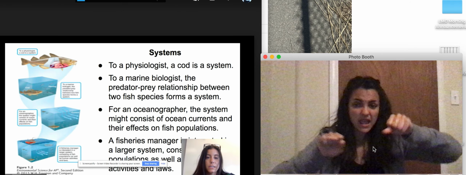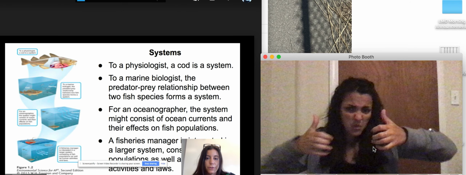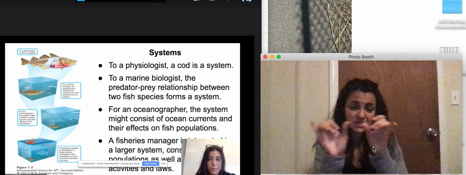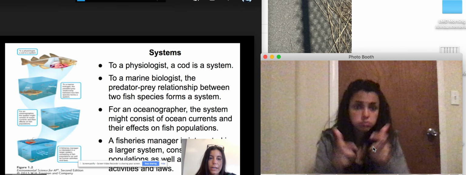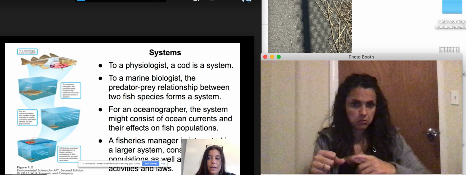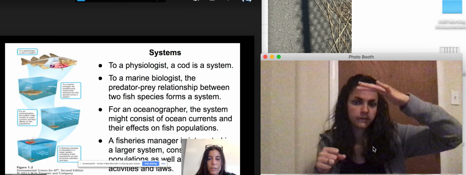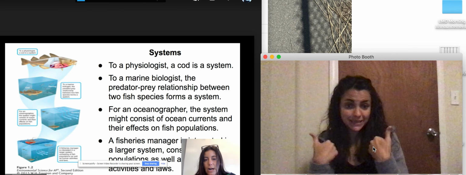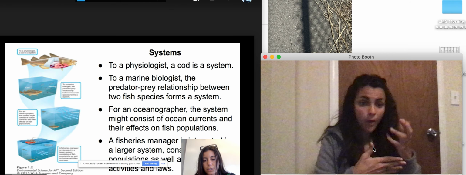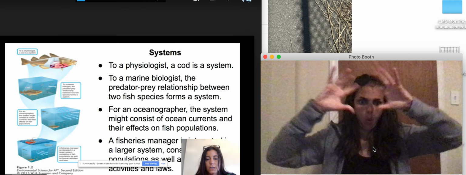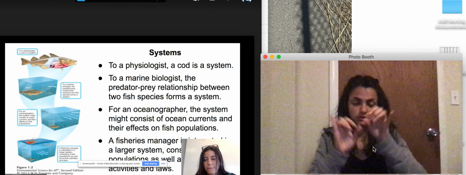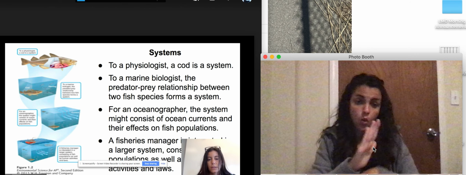So systems come in many different categories. They could be very large systems or very small systems, like if we're looking at a specific organism and the bodily systems within them, or the interactions between two species, or a whole dynamic system like the full ocean currents and fish populations. All right, so that's systems.